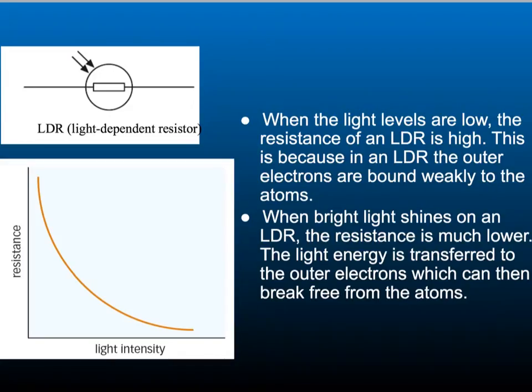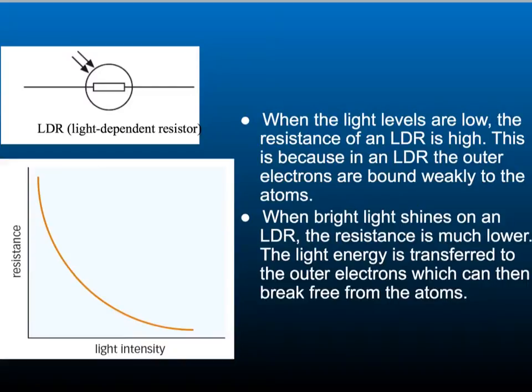When the light levels are low, the resistance of an LDR is high. This is because in an LDR, the outer electrons of the atoms are bound weakly. When bright light shines on them, the resistance is much lower. This is because the light energy is transferred to the outer electrons, and that can allow them to break free. And you should remember that the flow of electrons is equal to the current. And if you've got more current flowing, then you will have less resistance.